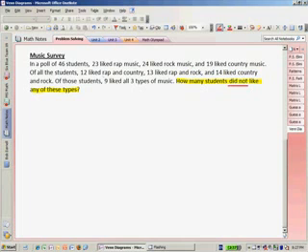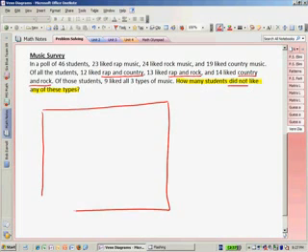I see that 12 liked rap and country, so I know that my rap and my country circle need to overlap. I see that 13 liked rap and rock. That tells me that my rap and my rock circles need to overlap. And then I see that 14 liked country and rock. That tells me country and rock need to overlap. So as I begin to draw my Venn diagram, I know that all 3 types of music need to overlap each other.